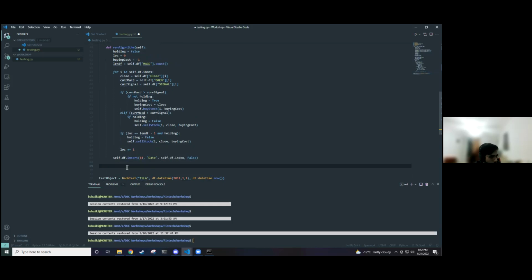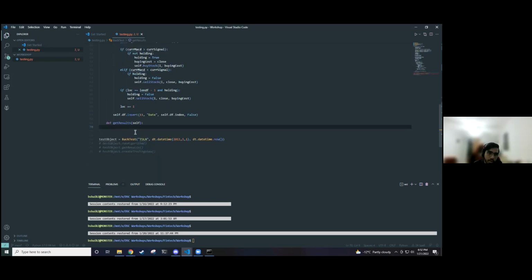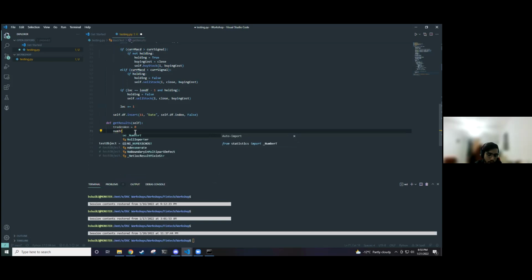So for this, we're just going to create a function to show the results. I'll just save that, and you're going to create a variable here just called trades1, and it's going to be 0 initially at least, and then the number of trades you have.